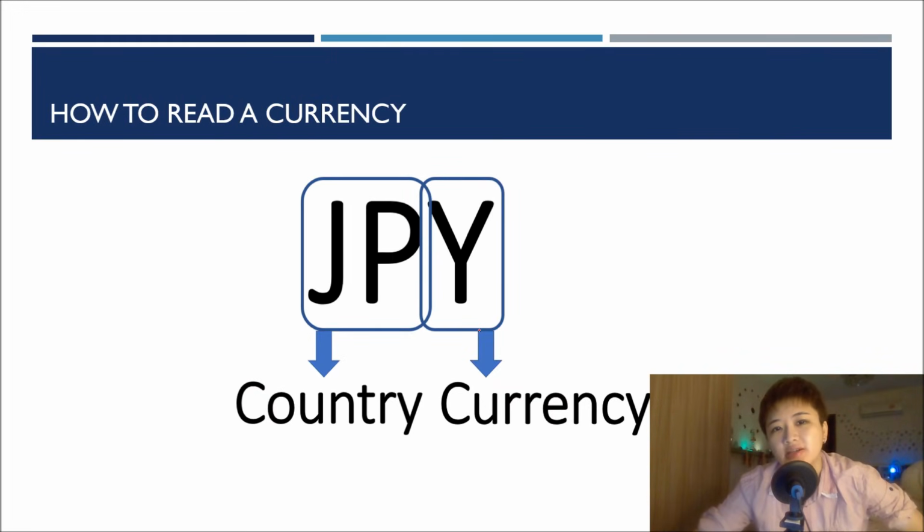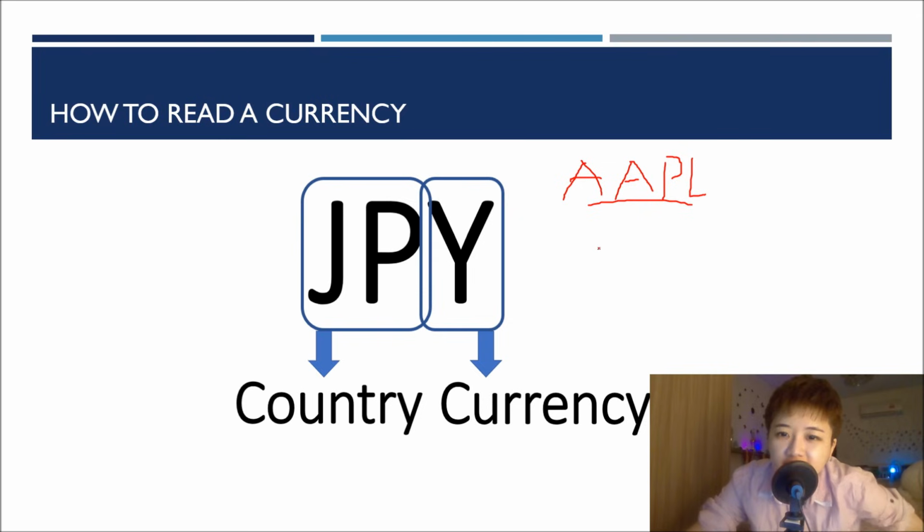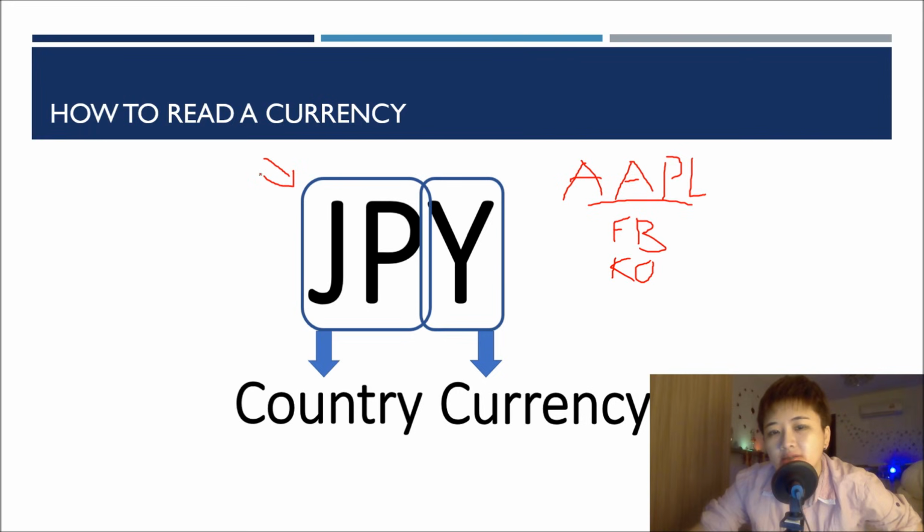Okay, how to read a currency in stocks, if you trade stocks or invest in stocks. The ticker symbol for Apple is denoted as AAPL. Some of them are 3 letters, some 2 letters. For example, Facebook is denoted as FB, Coca-Cola is KO, and Microsoft is MSFT, which is 4 letters. You get the point. But when it comes to currencies, it is denoted in 3 letters all the time.